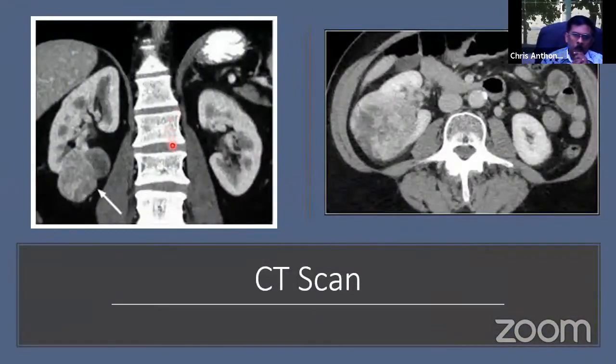This is another CT scan of another patient showing you a well encapsulated tumor in the lower pole of the right kidney with generalized bilateral hydronephrosis. And here the same tumor here in the lower pole of the right kidney, a large tumor, probably infiltrated into the hilum of the kidney here.